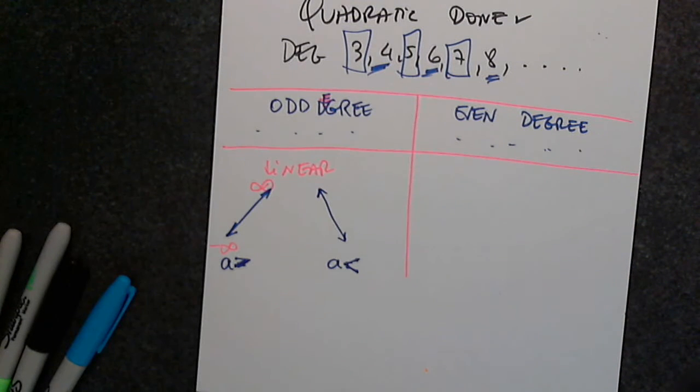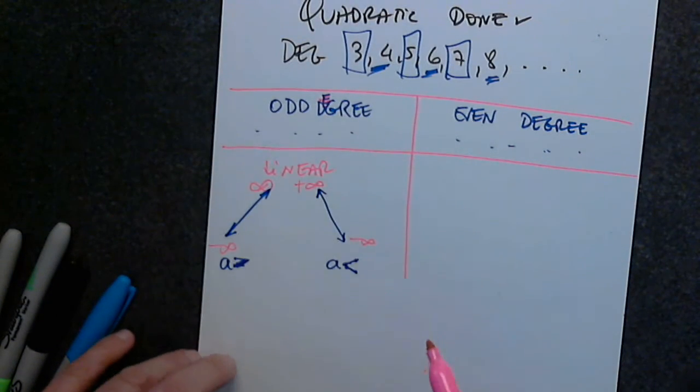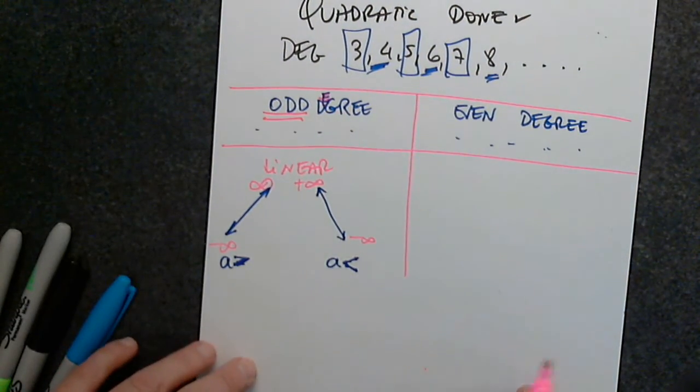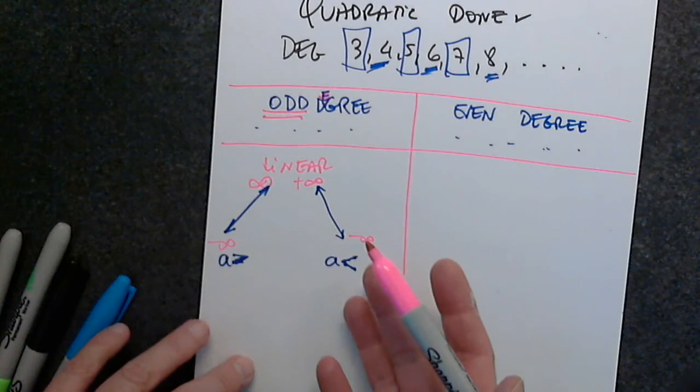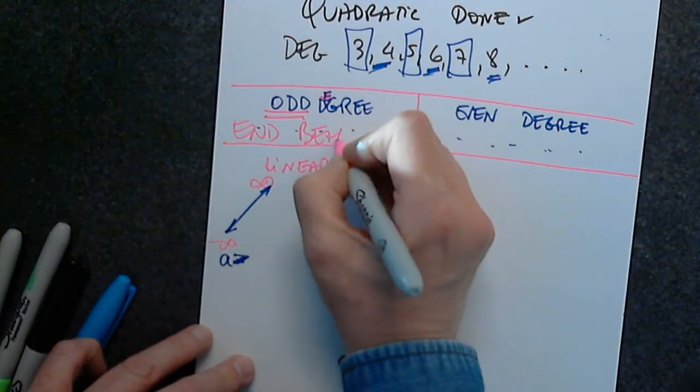Okay, let's look at the other. This is a linear function with a negative leading coefficient. Where is it coming from? And going to? Okay, very good. So this is the other way around. All odd degree polynomial functions will have the same behavior. It's called end behavior.